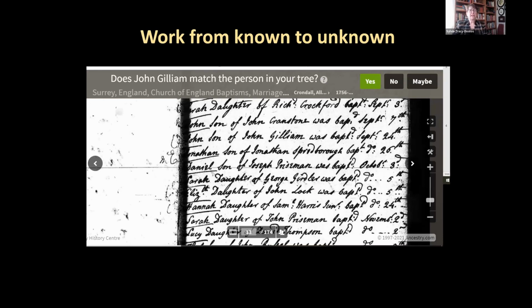So when I look at a question like this that comes up on Ancestry, does John Gilliam match the person in your tree? I don't want to click that too quickly. I want to remind myself that I really do need to analyze each one of these records and not just say, well, yeah, it's John Gilliam. I was looking for John Gilliam. This is the right guy. I want to make sure I'm looking at all the information and does he really match the John Gilliam I'm looking for, because no name is that unique that we're not going to find people who are not part of our family tree that have the same name.